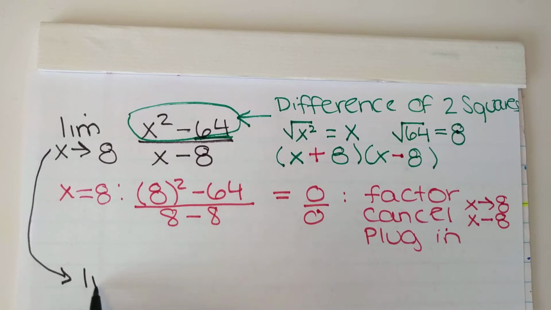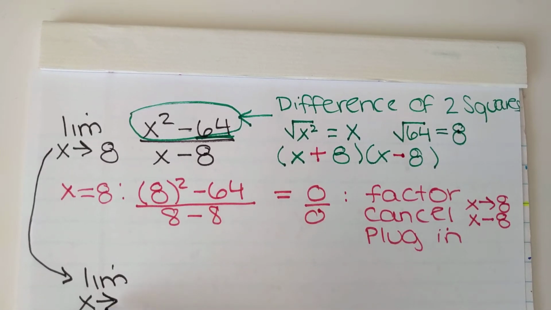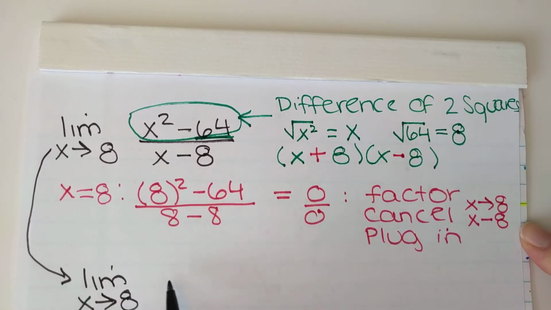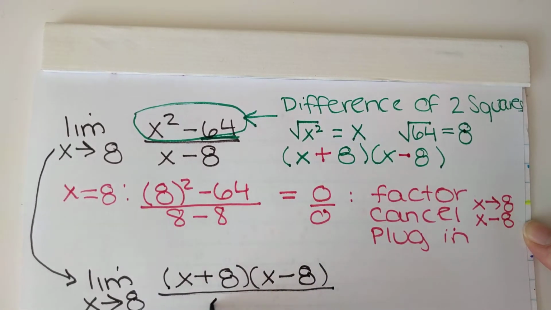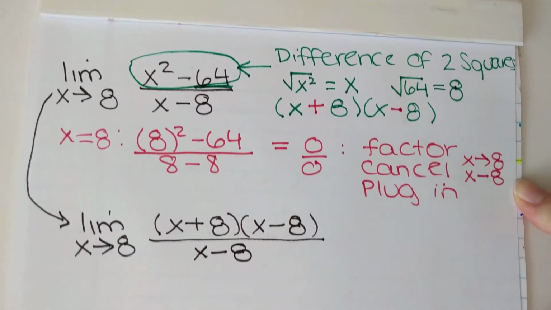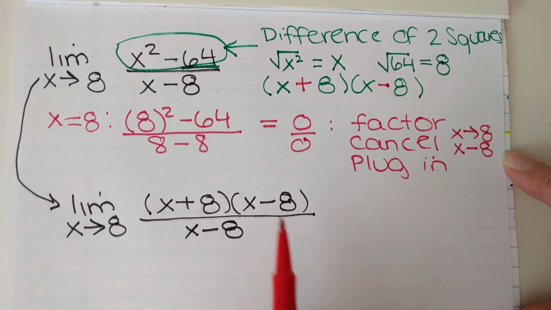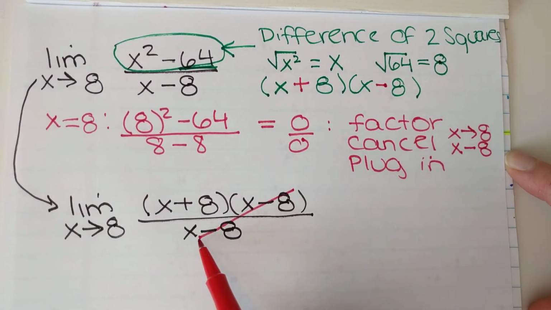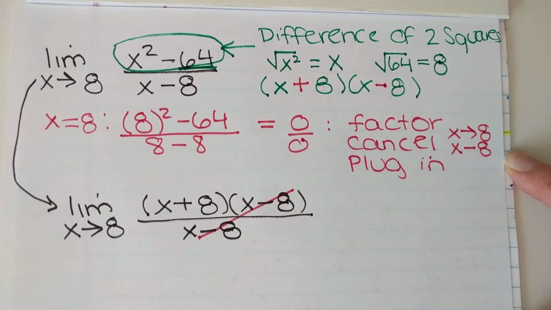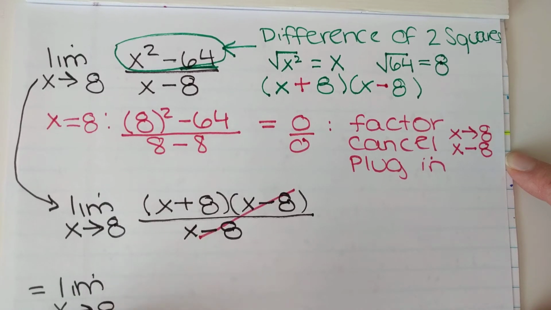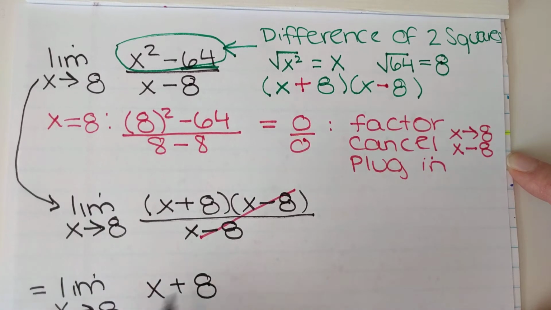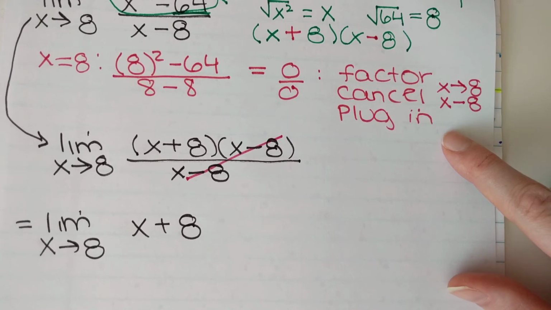All right, so using our factorization of the difference of 2 squares, we are going to go down below here, and we're going to say that the limit, still having the limit notation here, is going to be factoring x squared minus 64 gives us x plus 8, x minus 8, divided by x minus 8. Now, at this point, you notice that exactly what needs to happen happens. The x minus 8s can cross out or cancel, and you have the limit as x goes to 8 of x plus 8. So now we are ready to plug in.